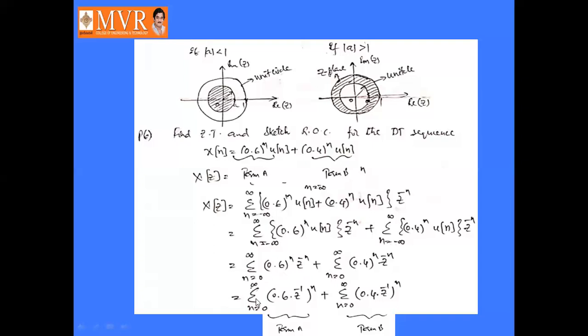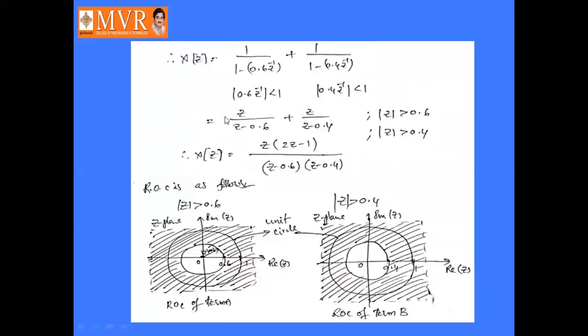So it is equal to 0.6 into z power minus 1 whole power n plus 0.4 into z power minus 1 whole power n. This is term A and this is term B. So X of z is 1 by 1 minus alpha, that is 1 by 1 minus 0.6 into z power minus 1, plus again 1 by 1 minus alpha, so 1 by 1 minus 0.4 into z power minus 1.